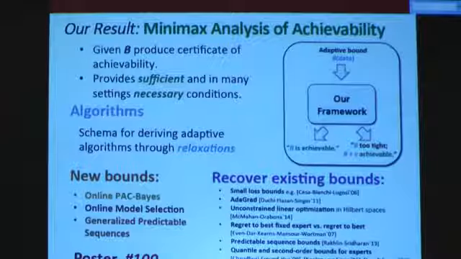And finally, we recover a pretty wide array of known adaptive regret bounds from literature. This includes small loss bounds, bounds for unconstrained linear optimization in Hilbert spaces, regret to best versus regret to average style bounds, bounds for online learning with predictable sequences, and second order and quantile style bounds for experts. So if this sounds interesting to everyone, come have a look at our poster, which is number 100.